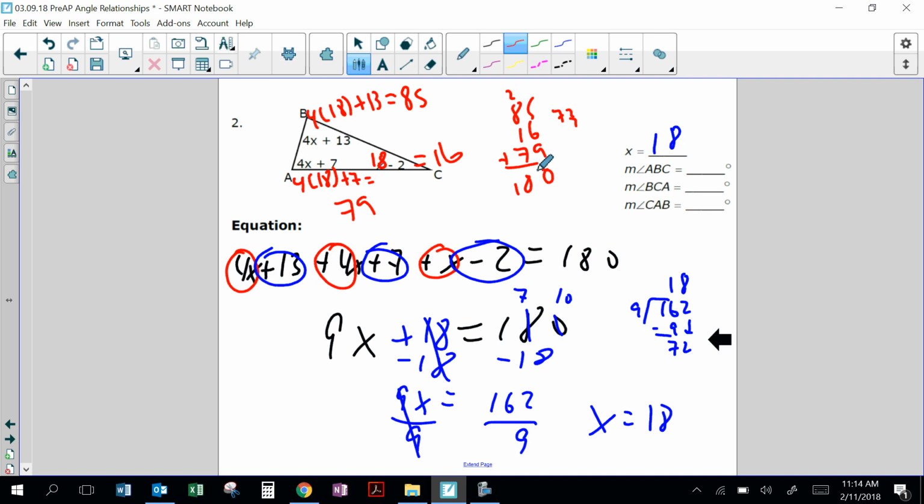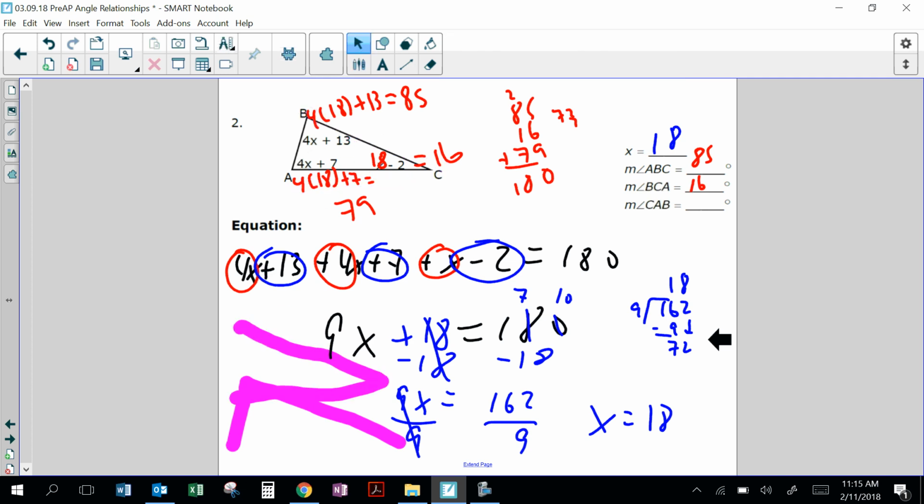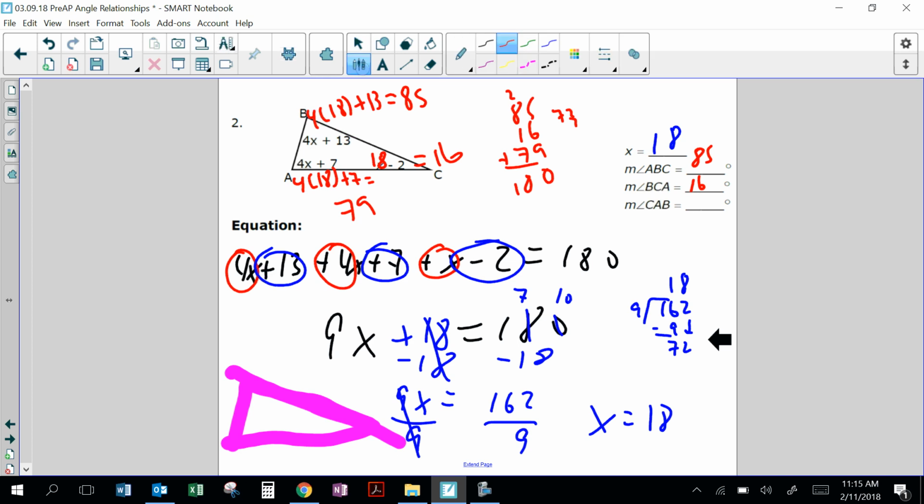So ABC. If you want to, you can use a highlighter. A to B to C. So it's this angle. So it's 85 degrees. Shortcut. It's in the center. Find angle B. Next one. I'm going to take away this highlighter. Find BCA. Highlighter. B to C to A. Well, it's that one. So it's 16 degrees. Take that away. And last, we did 85, 16. So the last one is 79 degrees. And we know it adds up to 180 because I checked my work.